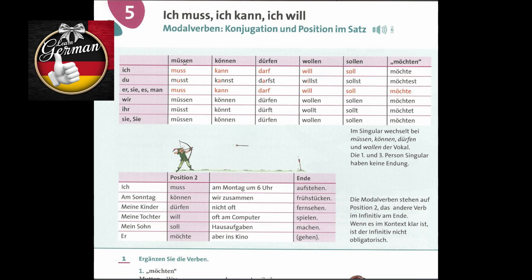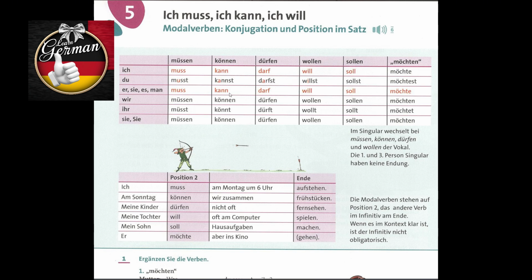Müssen is something you have to do, you must do. Können is something you can do. Dürfen is a permission, or not allowed: allowed to do, not allowed to do. Wollen is an intention, I want to do. Sollen is more like an order form. It's an indirect sentence. You should, you shall. We'll come later to that. And möchten is expressing a wish. So, I would like to.